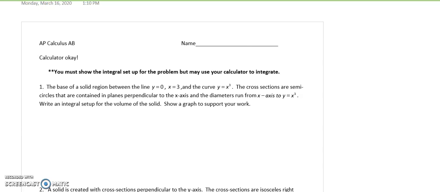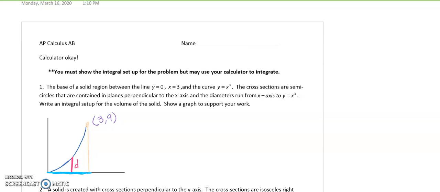Okay, so we have a solid between y equals 0, x equals 3, and y equals x cubed. The cross sections are semicircles that are contained in the planes perpendicular to the x-axis, and we know we have the diameters running between these curves. I'd like you to take a moment and determine how you would integrate. Would it be with respect to x or with respect to y?